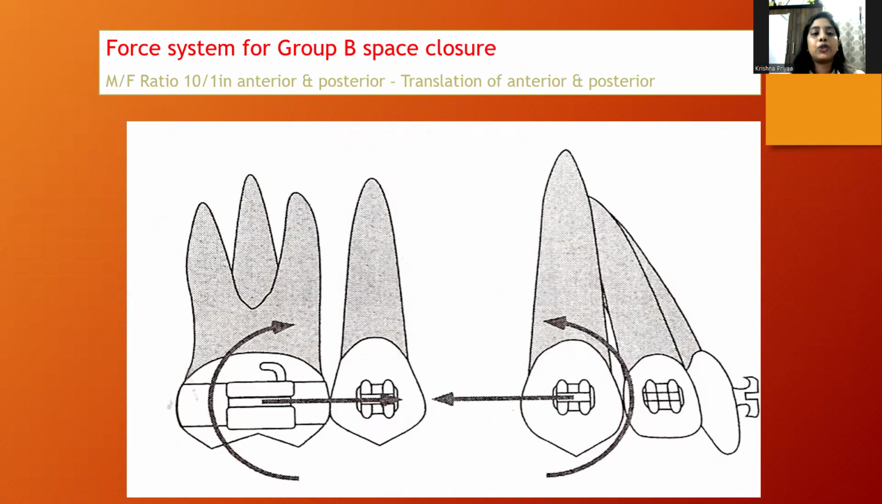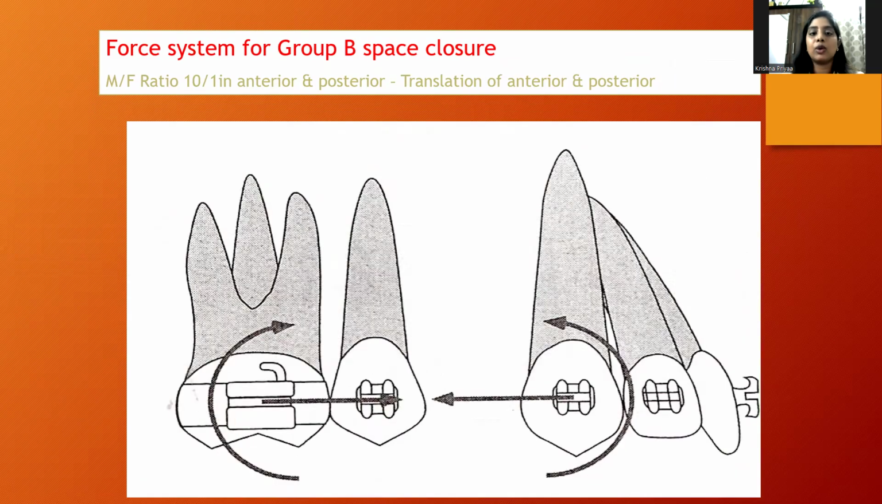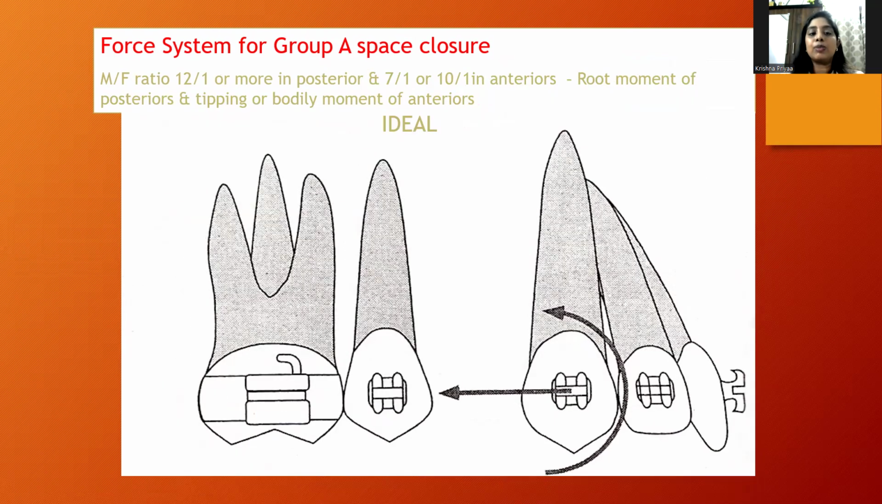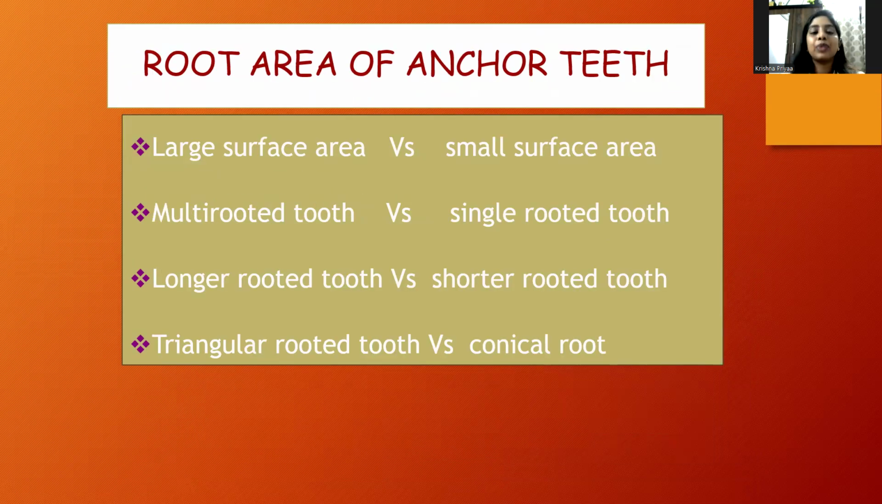Okay. So we also discussed the moment to force ratio, right? So in group B, it's going to be translation of anterior and posterior. So the moment to force ratio is 10:1. Here it is going to be 12:1 or more in the posterior because only the anterior is going to move very well. Factors which affect the anchorage will be root area of the anchor teeth, the force which we actually use to move the teeth, and also the mesial drift.